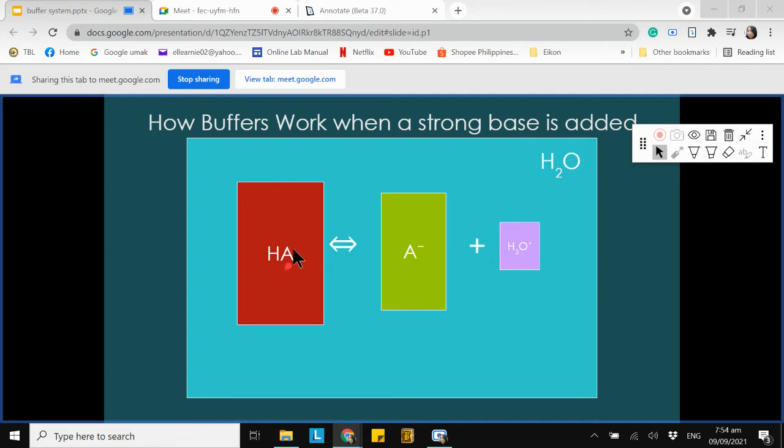So you have your acid, and you're going to add a strong base. The OH is always a representation of a strong base. The HA is the acid. So when you add this, it will react, oh, it's missing. It's supposed to react with the HA.